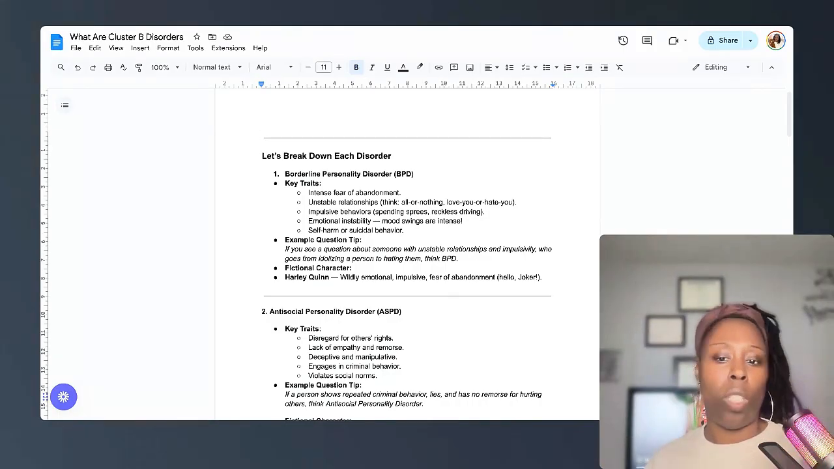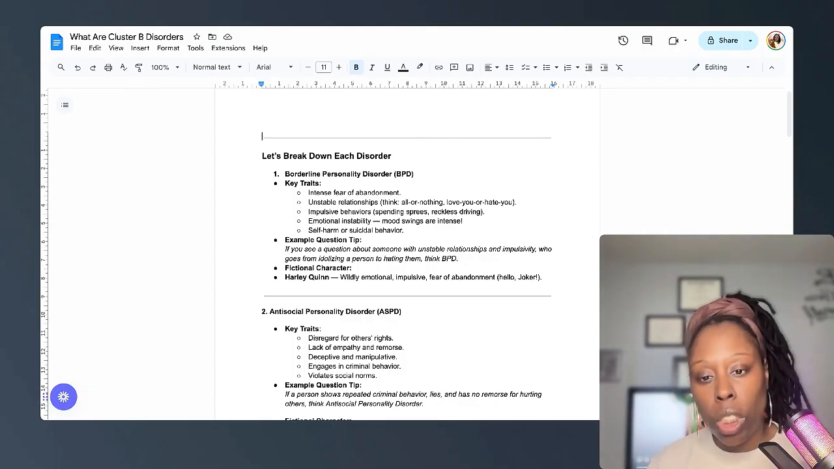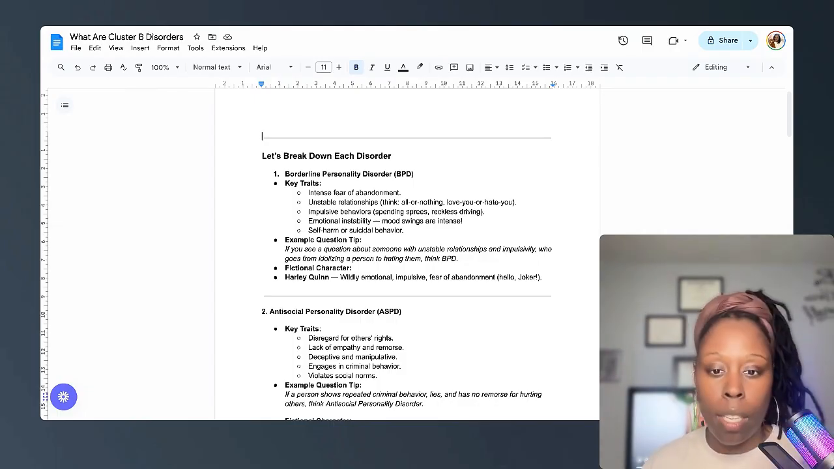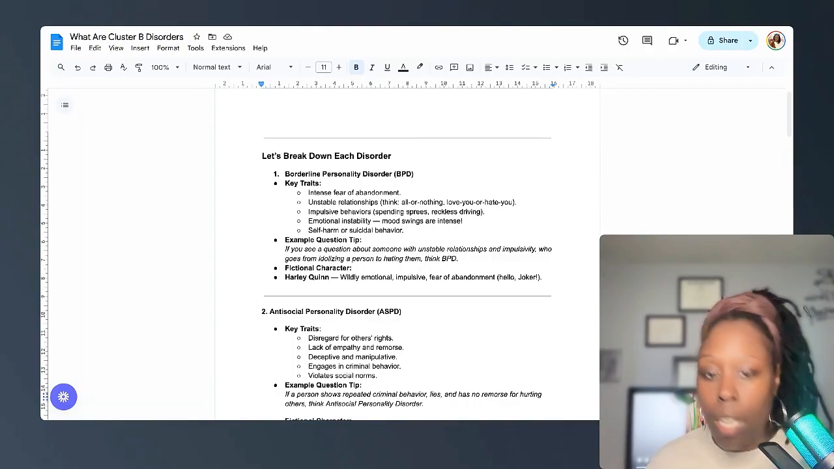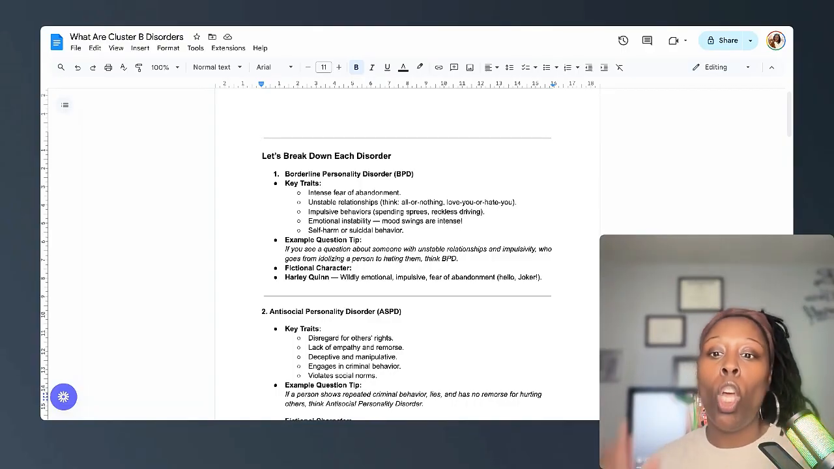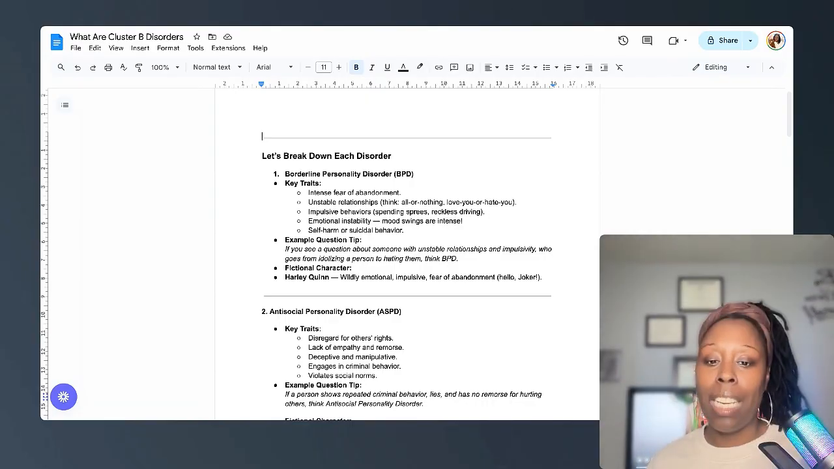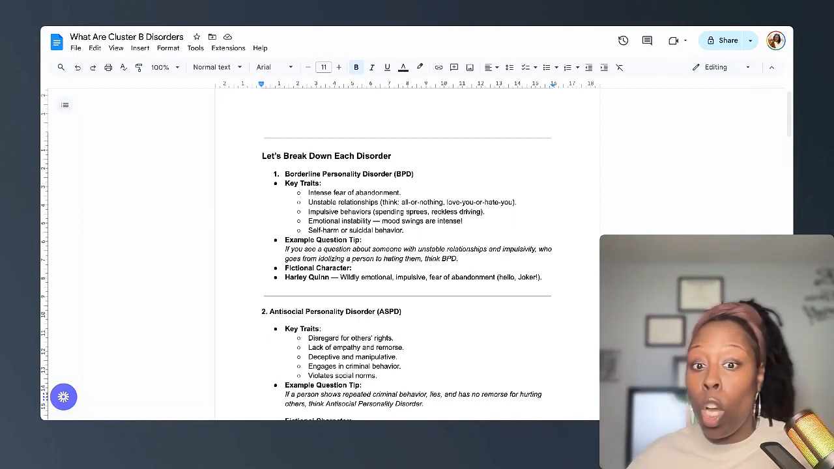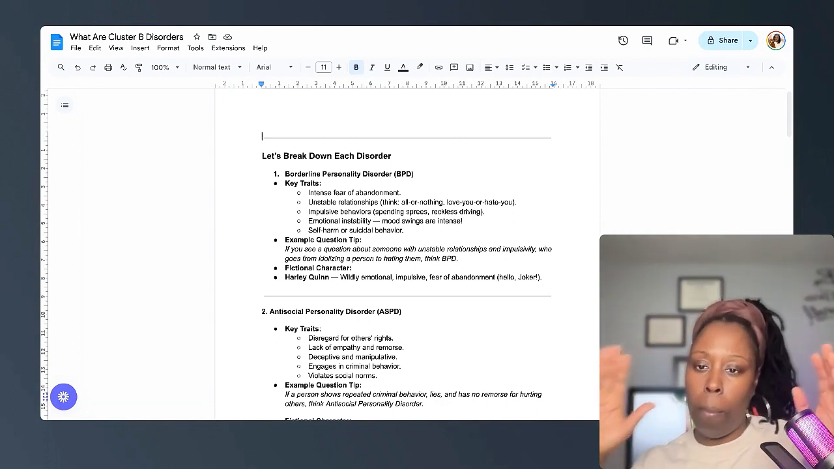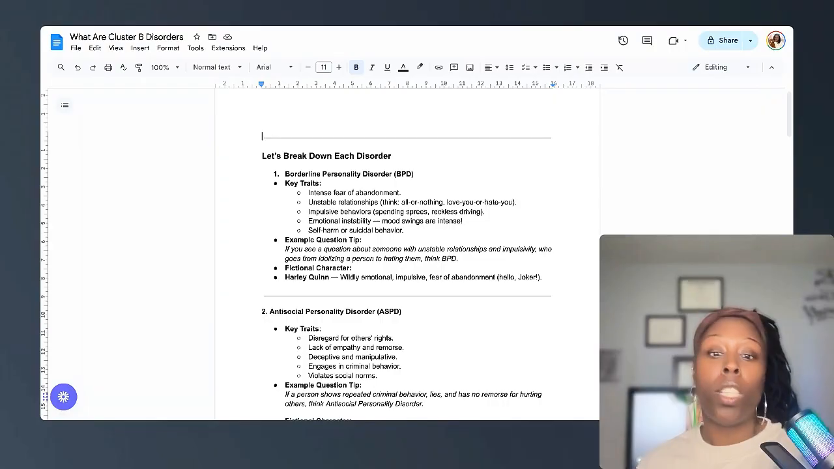So here's a quick tip. If you see a question about someone with unstable relationships, which typically every quiz or test question that deals with borderline throws in, and that impulsivity, someone who goes from idolizing a person to hating a person, think borderline personality disorder. There's no gray area. It's either black or white. Maybe I should have done it like that. Black or white. Anyway, that's how you have to think about borderline personality disorder.